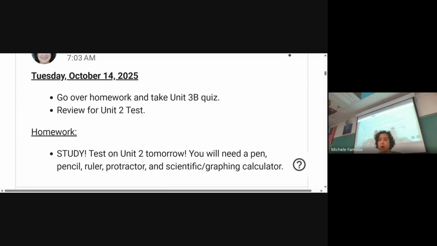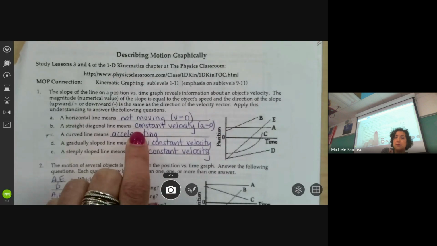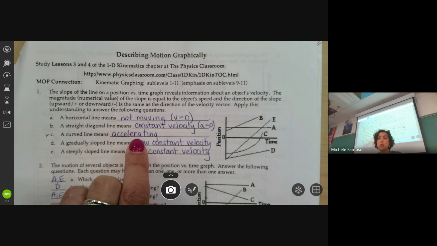Letter A, that horizontal line means something is not moving. Graph B, that diagonal line, indicates that we have a constant velocity. Those are on tomorrow's test. Position time graphs that are horizontal or diagonal lines are on tomorrow's test. This is the only new one.